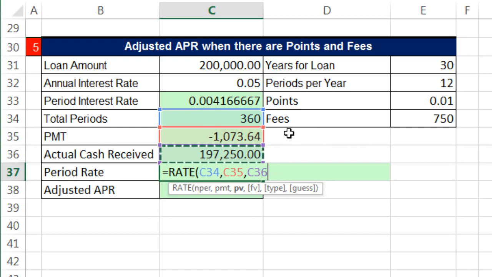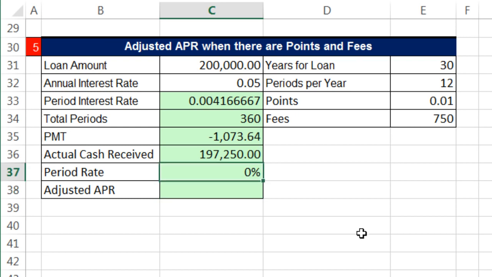Cash flow is important here. The PMT is negative. The actual cash received is positive. We do not have any future value balloon payment at the end. This is a consumer loan, so it's at the end, and we don't need to put a guess in here. So we're simply going to close this off, and it's 0.